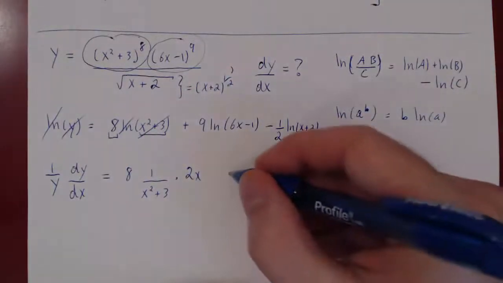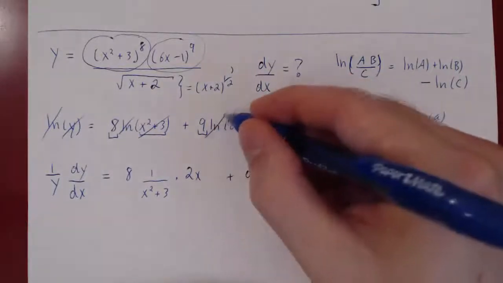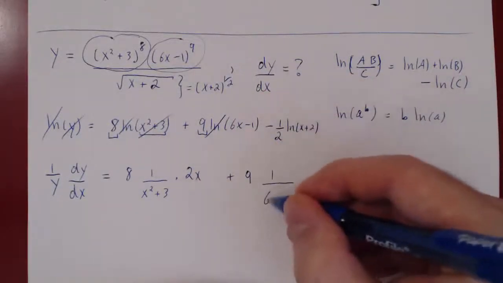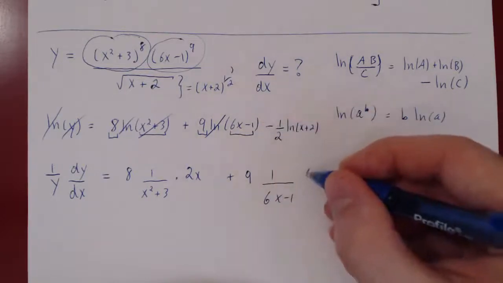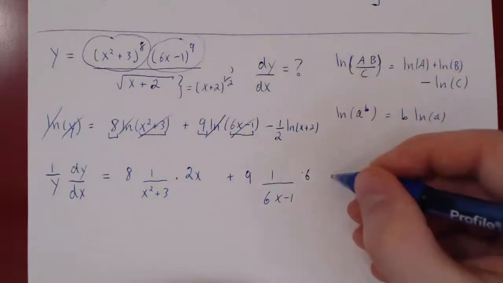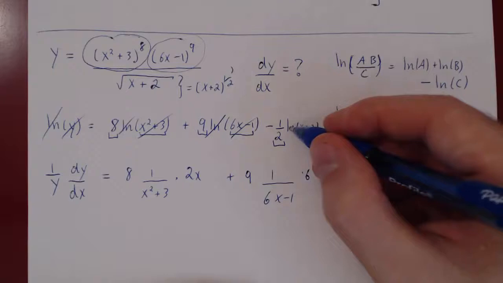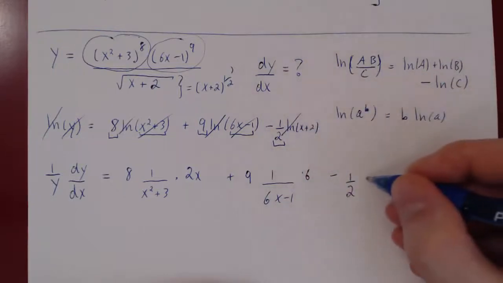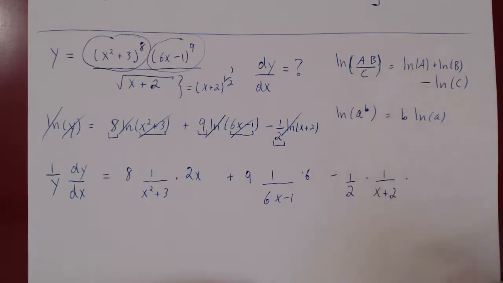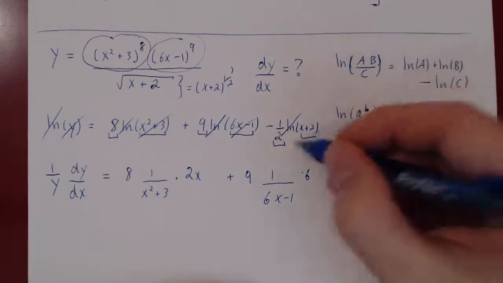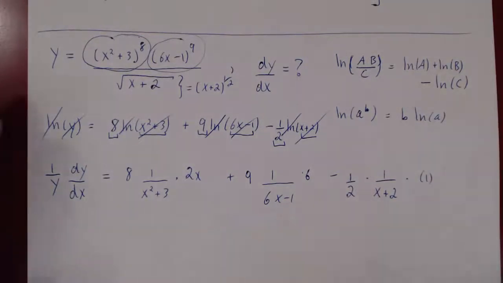And we keep going. Plus, 9 is a constant multiple, so it stays there. The derivative of ln is 1 over what's inside, chain rule, times the derivative of 6x minus 1, which is 6. Minus 1/2 is a constant multiple, it just stays there, times the derivative of ln, which is 1 over the argument, x plus 2, times by the chain rule the derivative of x plus 2, but that's just equal to 1. And we're done differentiating.